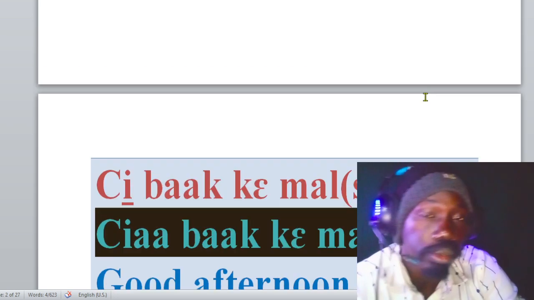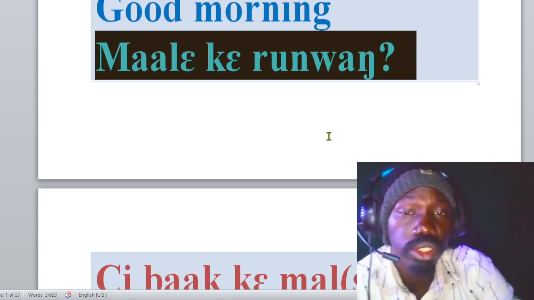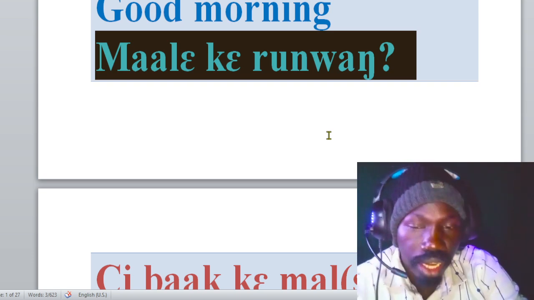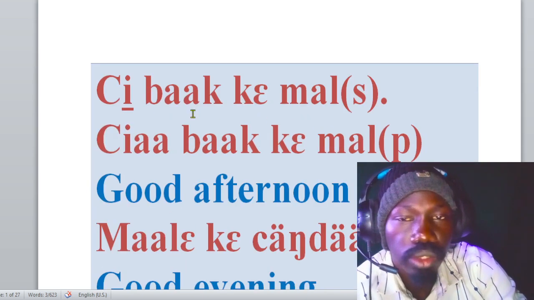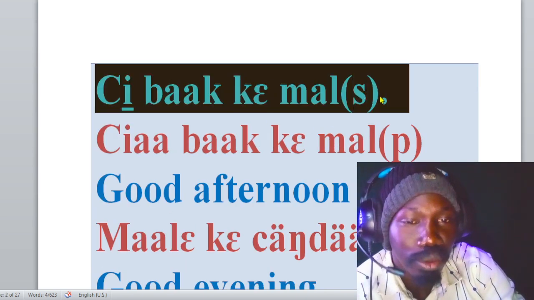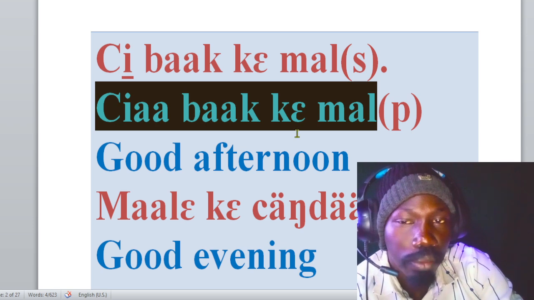Or sometimes you can just use male kuruno. But if you want to be a person using Thok Nath, you can simply say Shaba Kamal, good morning. Shaba Kamal for many people.